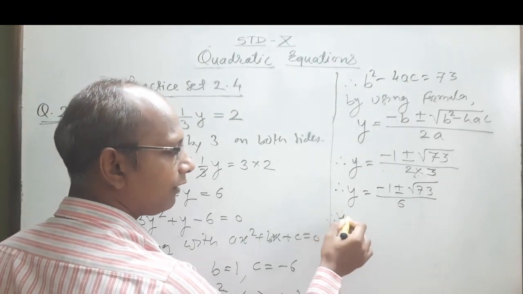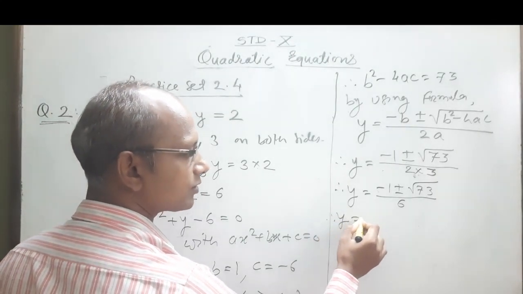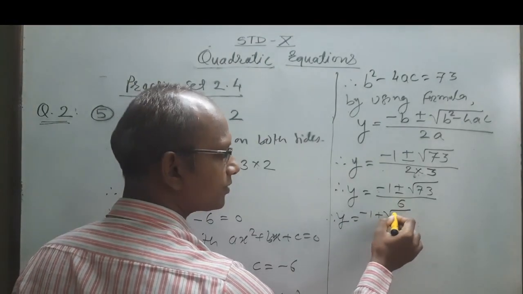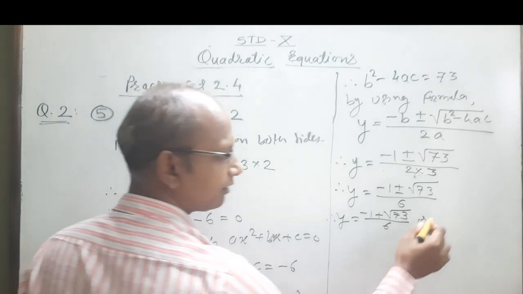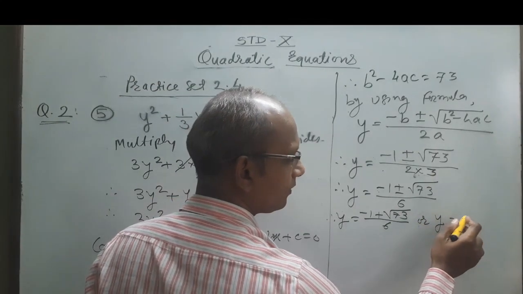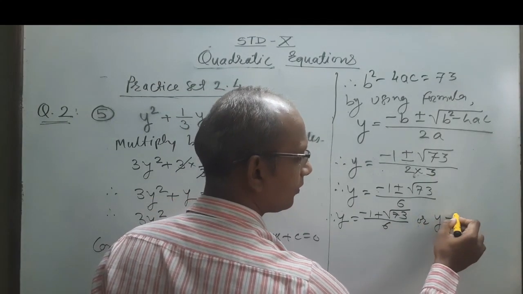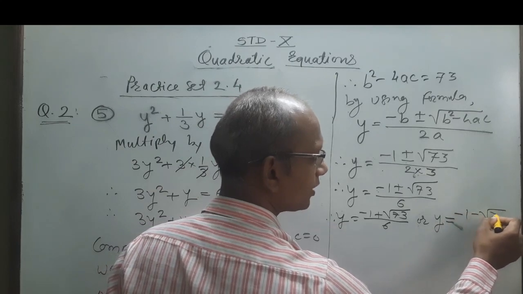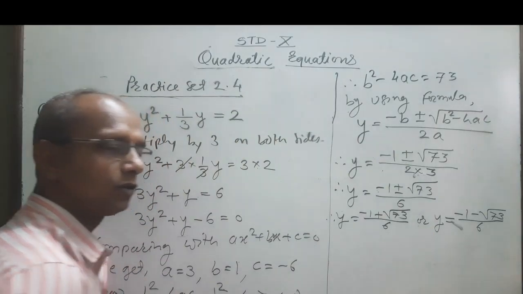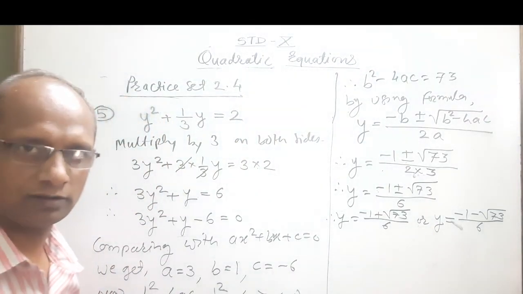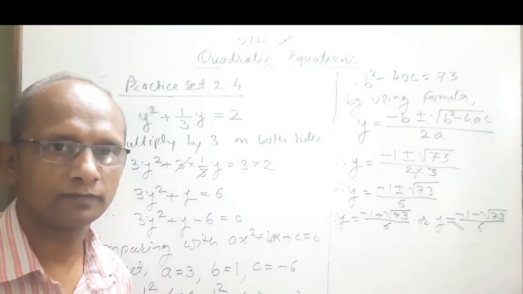So therefore, what is the root? Either y is equal to minus 1 plus square root of 73 upon 6, or the second one is y is equal to minus 1 minus root of 73 upon 6. So these are the roots of this equation. Okay, write down this from the practice test.